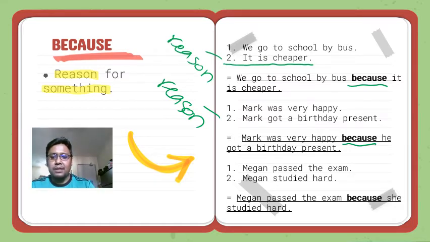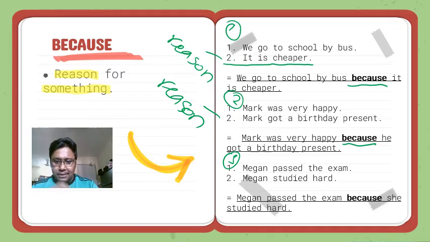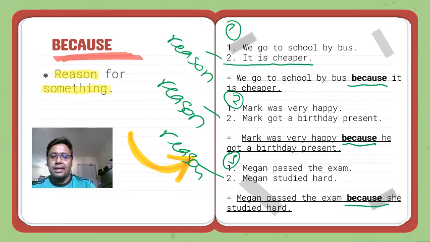Now moving on to example number 3. This one is example number 1, number 2, number 3. Just now I used examples A, B, and C. Now I change to 1, 2, 3. Easier for me. Okay, now, Megan passed the exam. Megan studied hard. So the reason Megan passed the exam is because Megan studied hard. So Megan passed the exam because she studied hard. The word Megan here changed to she.